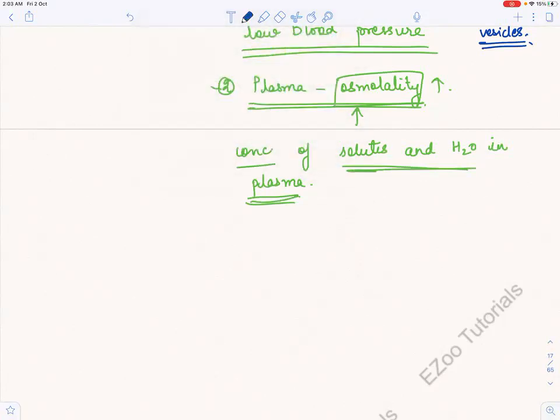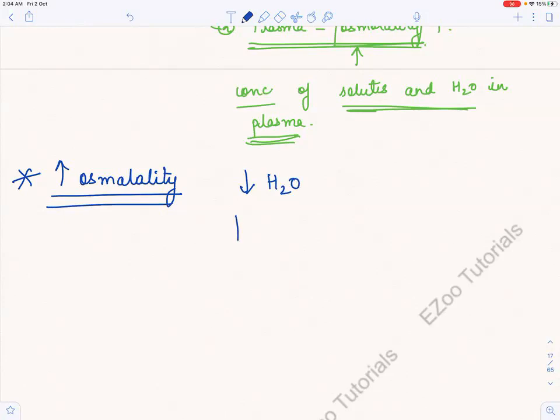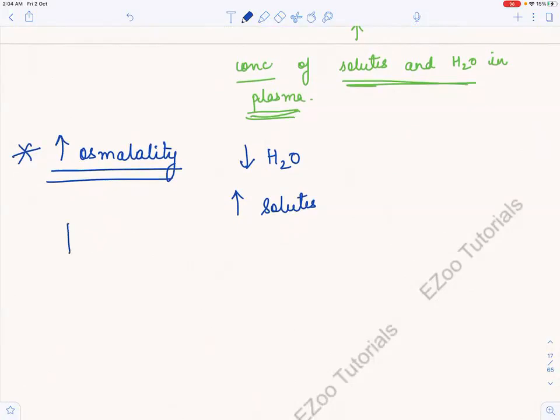Now let us see a few things. If we say that the plasma osmolality is high, what do we mean by this? It means that the level of water is low, meaning the level of solutes is high, right? And if we say that the plasma osmolality is low, what do we mean by this?